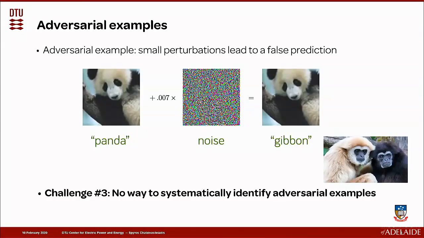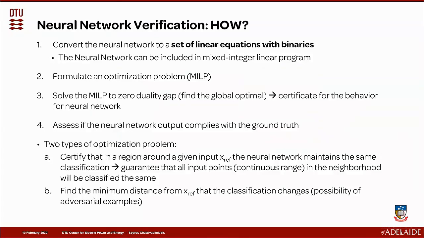Up to now, if we wanted to identify this, it's random, right? We just need to be lucky enough that this noise will give us this adversarial example. There's no way to systematically identify these kinds of examples that are very important for critical applications. So these are the three challenges that neural network verification can address in a good way.